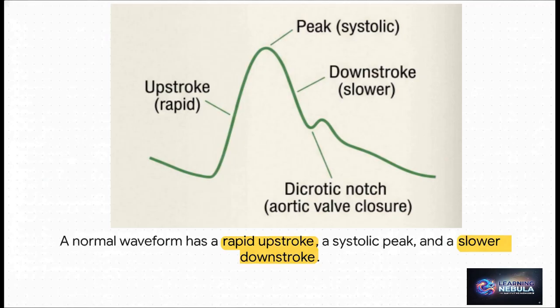First, there's that quick, snappy upstroke as the ventricle contracts. Then you feel the sharp peak. And finally, there's a slower downstroke that has a little hiccup in it. That's the dicrotic notch, and it's the aortic valve snapping shut.